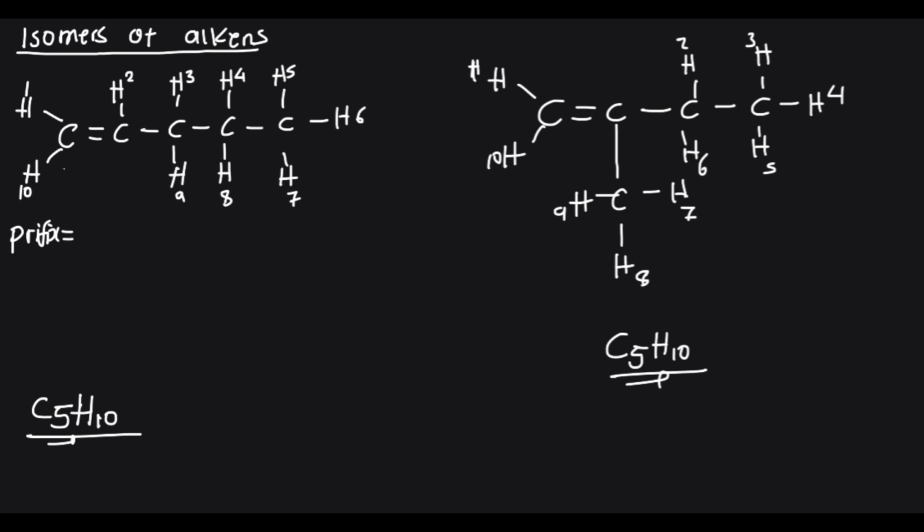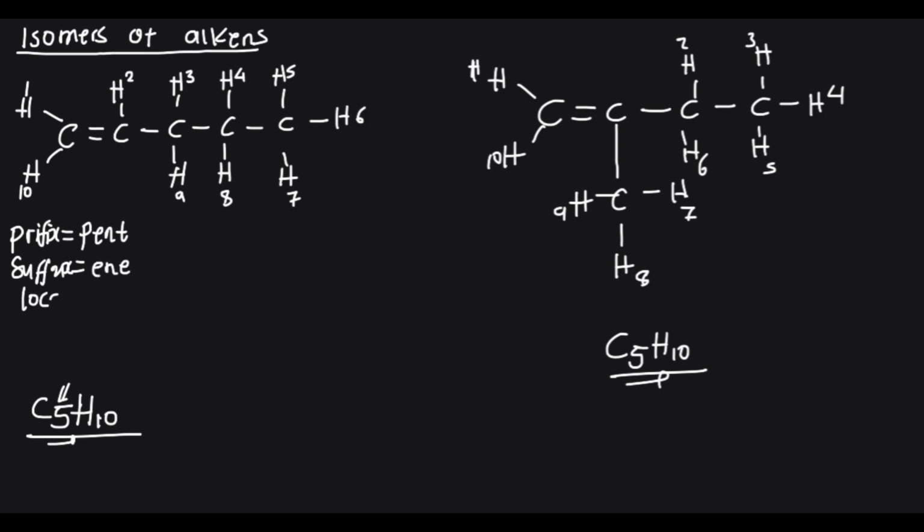So for the prefix, we just have to count the number of carbons. From the chemical formula here, we can see that we have 5 carbon atoms, so the prefix is pent. Then from there we need to look at the suffix. For the suffix, we can see that we have a double bond, so it is ene.